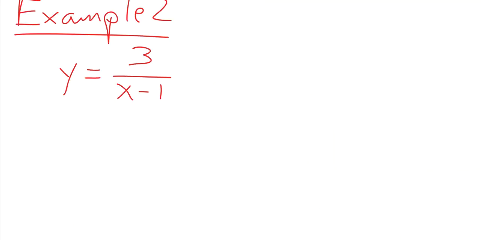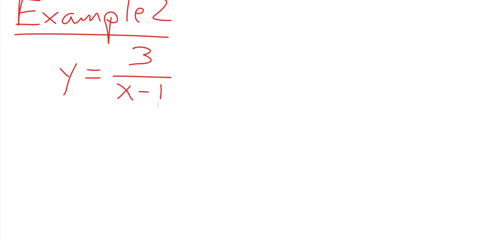In example number 2, we're going to take the same expression, y equals 3 over x, except that we're going to subtract 1 from x in the denominator. Y equals 3 over x minus 1. Now remember, division by 0 is not allowed. We can't divide by 0. So how would you get 0 in the denominator? Actually, we don't want 0 in the denominator, but if you were to have a 0 in the denominator, which value of x would give you 0?